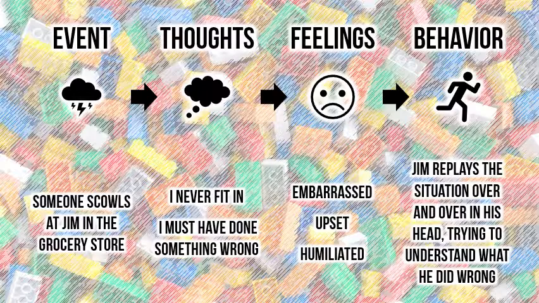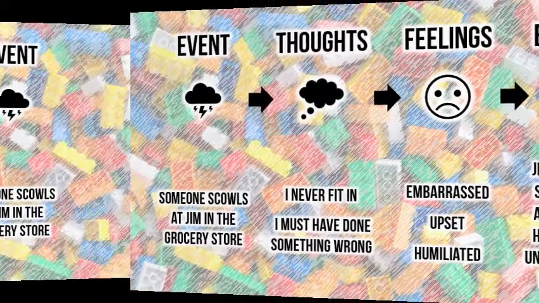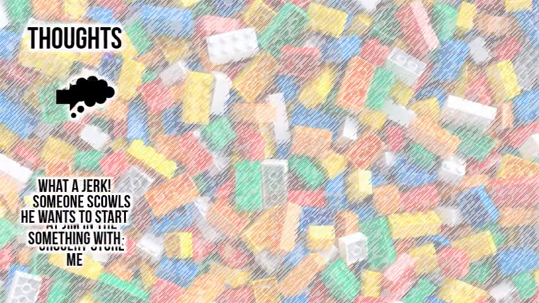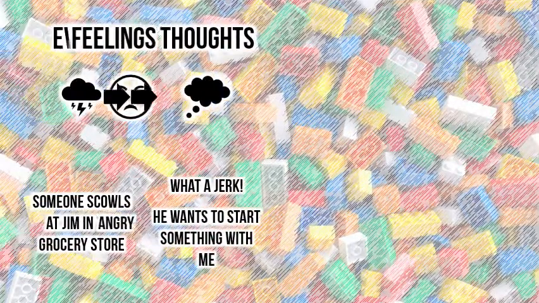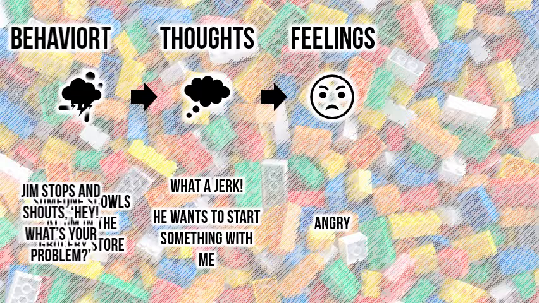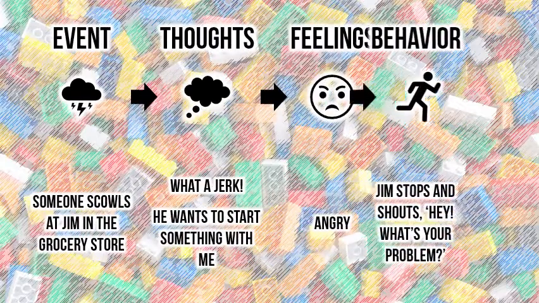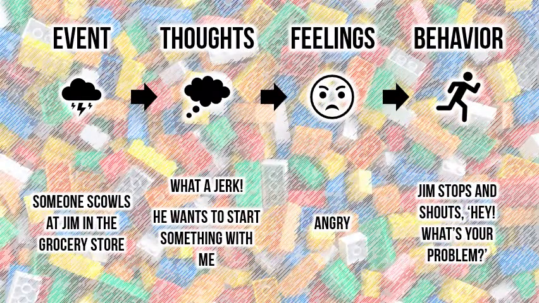Now let's consider how Jim might have responded to the same situation if he had had a different thought. In this example, Jim's first thought after the event is quite different. He thinks that this other shopper is intentionally disrespecting him and wants to start a fight. This causes Jim to feel angry and aggressive. As a result, he confronts the other shopper, which could result in a whole new chain of events.